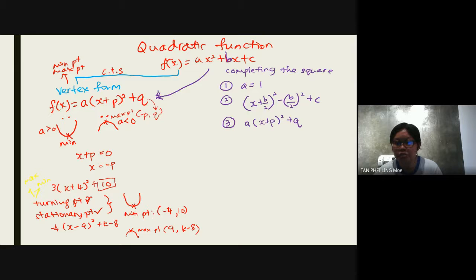Can I just change to, we have b over 2 here? And then this one, just simplify, so that both of these become the c. So far, is it okay? Yes or no? I see thumbs up.